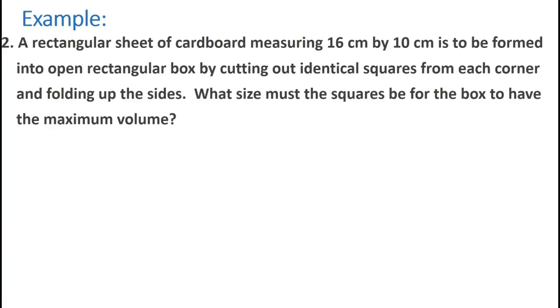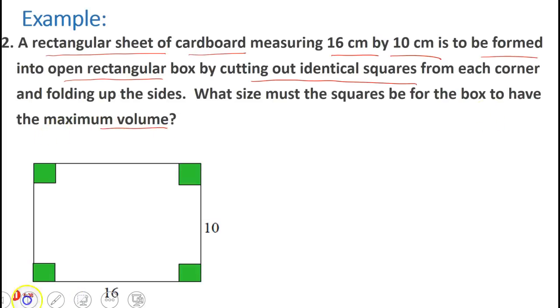Okay, there is another example. There's one more example regarding optimization. In this example number 2, there is a rectangular sheet of cardboard measuring 16 cm by 10 cm. It is to be formed into an open rectangular box by cutting out an identical square from each corner and folding up the sides. What size must the square be for the box to have the maximum volume?